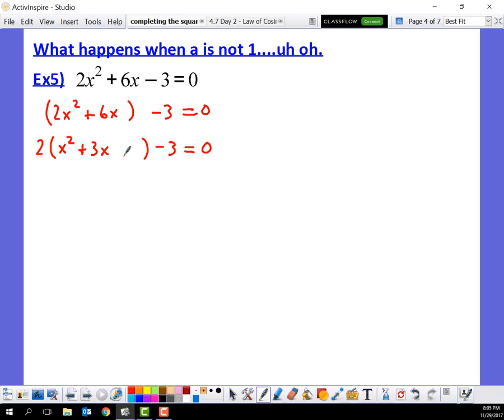So now we've turned this into one of the problems that we've done the first 4, where we have our a value equal to 1. Yes, there's a 2 that's factored out here, but I'm concentrating on this trinomial right in here. And inside the parentheses, my a value is 1. So now we use the same process that I've used before. Okay, b divided by 2 squared. b is 3, divided by 2 is 3 over 2. And square that, I get 9 over 4.